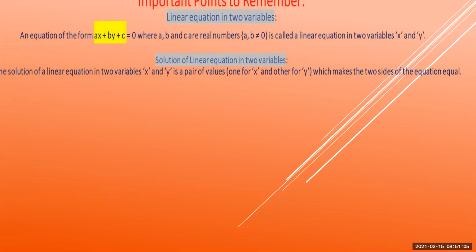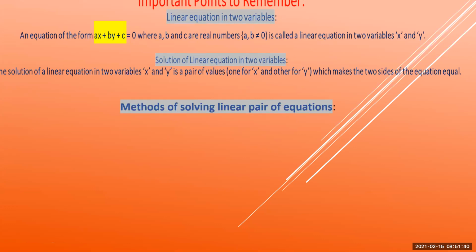Before going to that, let's recall the important points in linear equations. An equation of the form ax plus by equals c is the standard form. We must remember this because the standard form is the most important thing for any type of equation, whether linear, quadratic, or cubic. Next is the solution: the pair of x and y which satisfies the given equation is called the solution of that linear equation.